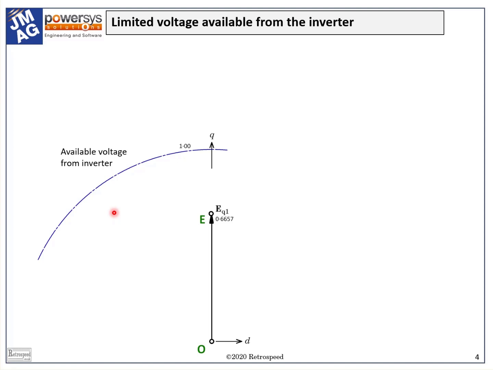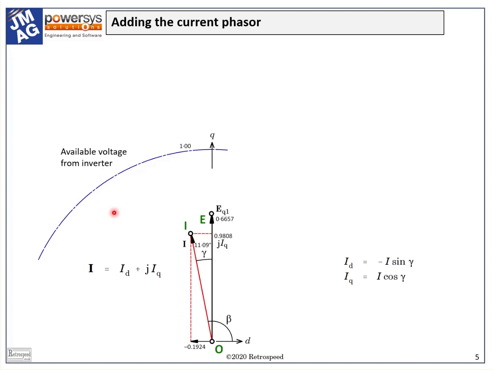To find the motor terminal voltage, we have to complete the phasor diagram. First, we will add the current, this red phasor, OI. In the surface magnet motor at low speed, it is well known that the current is normally controlled to be in phase with the EMF, because this maximizes the torque. In fact, the torque is proportional to the product of the EMF and the Q-axis component of current, IQ. Here, the current phasor OI leads the EMF phasor OE by 11.09 degrees.